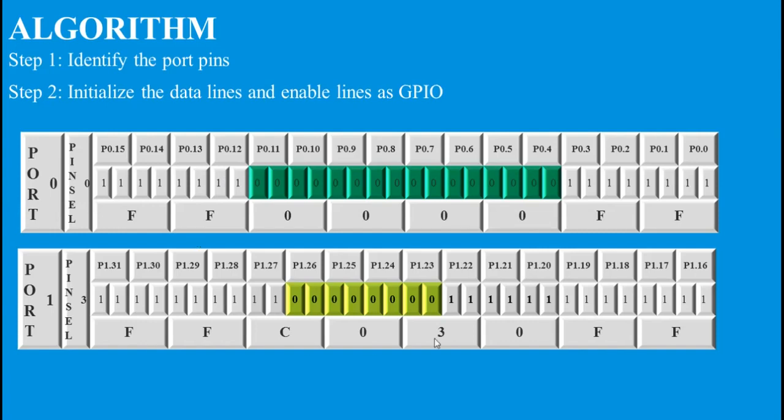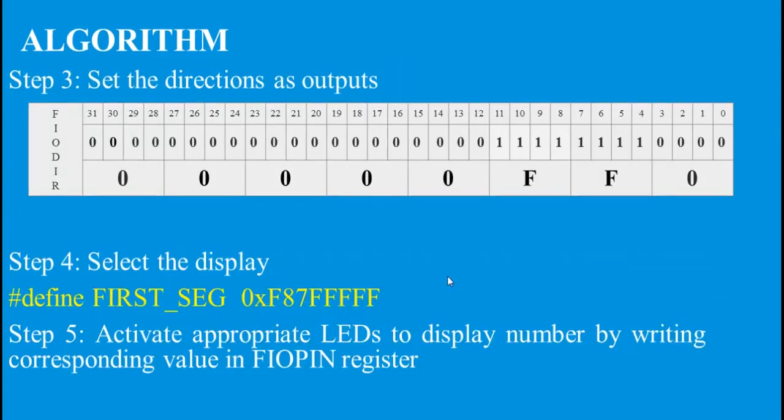These pins must be configured as general purpose input output pins. To configure the port 0 pins, we are going to use the pin selection 0 register. Similarly, to configure the 23rd to 26th pins of port 1, we have to use the pin selection 3 register and force a proper value into this register to configure these pins as general purpose input output pins. After configuring those pins as GPIO, set the direction of those pins as output with the help of the FIO DIR register, and you know how to set any general purpose input output pin as an output pin.